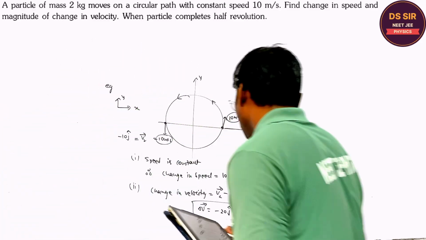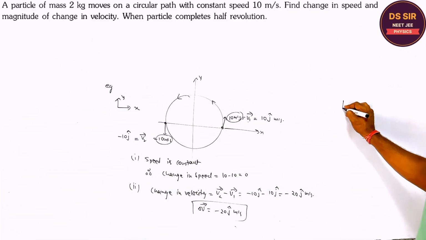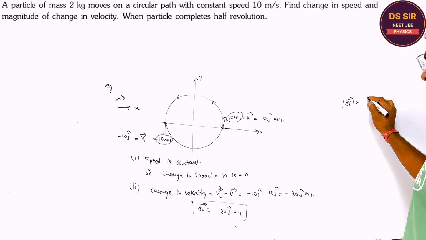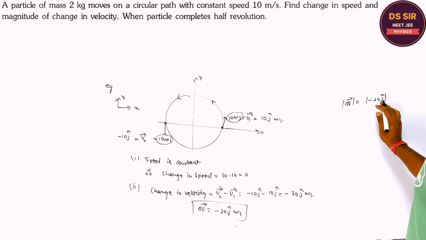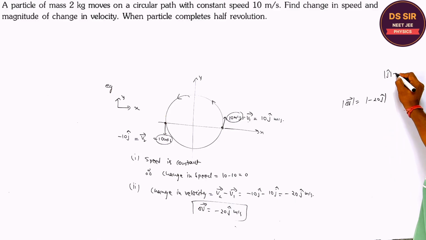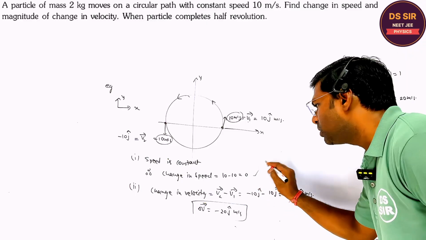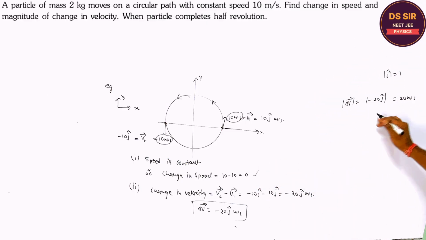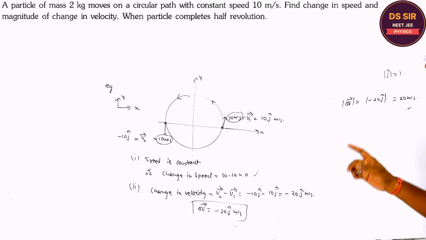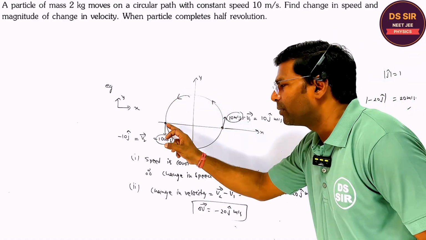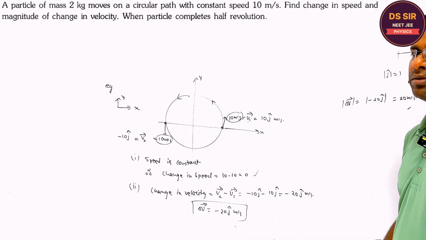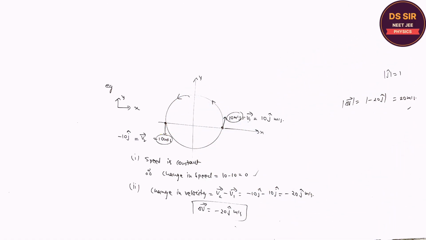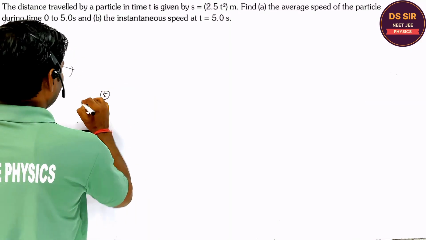Although if you want to take its magnitude, the magnitude of the change in velocity is nothing but, what is the magnitude? Minus becomes plus, and the unit vector magnitude is 1. So it is 20 meter per second. So no change in speed. Change in velocity, 20 meter per second, in the time when it completes the half revolution. All right, copy this.